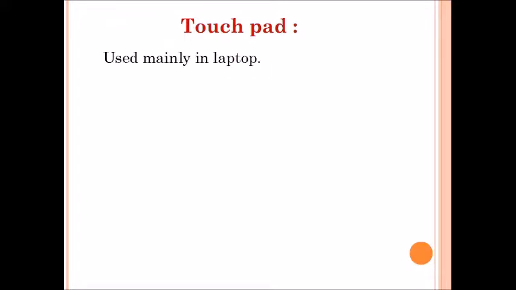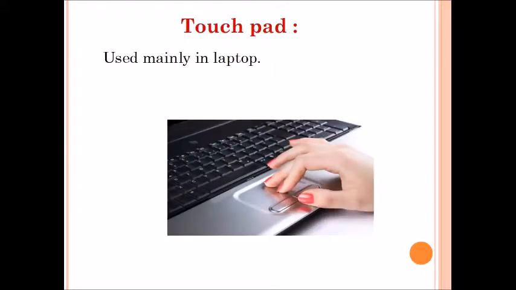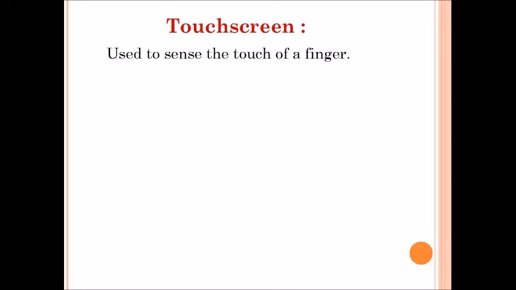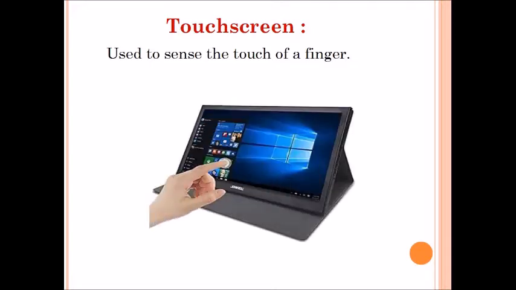Then next is touchpad. The touchpad is an input device used mainly in a laptop, and it is used to sense the movement of the finger to control the pointer on the screen. The next is touch screen. The touch screen is a type of device that can sense the touch of a finger on the screen to point at the object appearing on it.